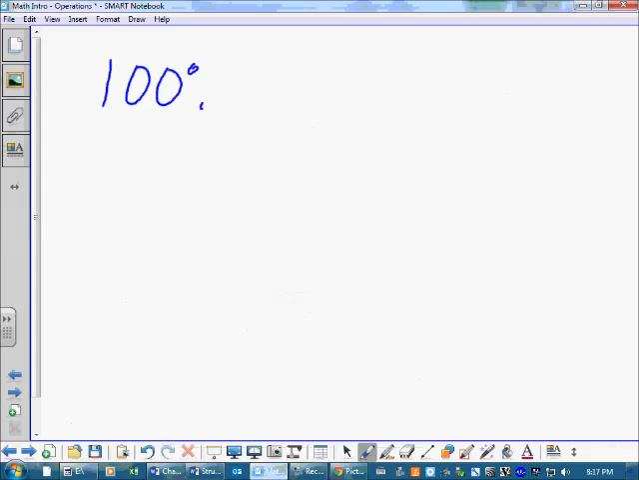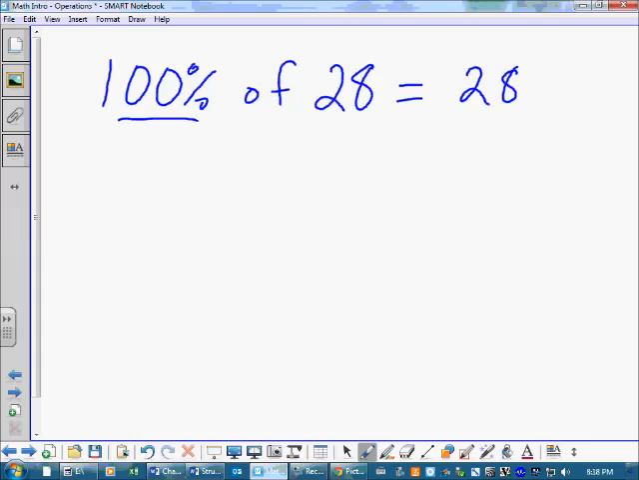So if I want 100% of 28, what is that? You bet, it's all of it. It's 28. Now, let me show you something here. What happens if we change percent to a decimal? What would 100% be as a decimal? You are right. You move the decimal 2 places to the left, and your answer would be 1.